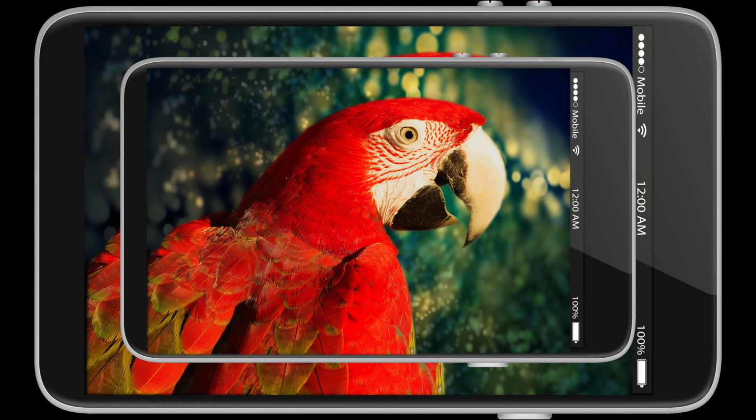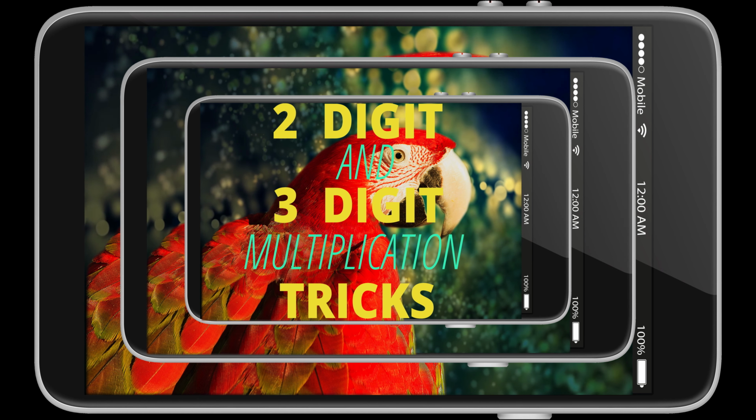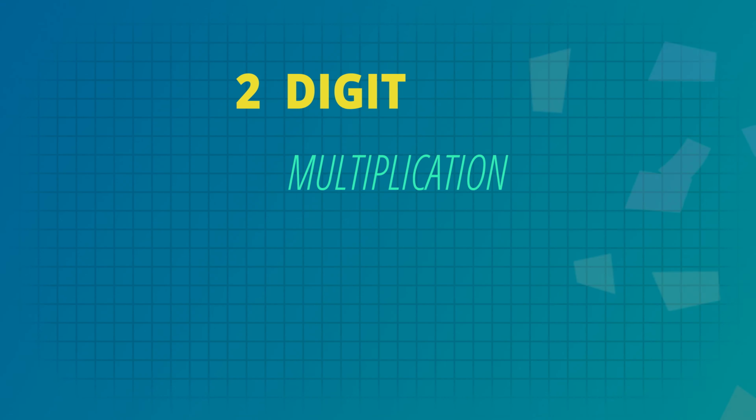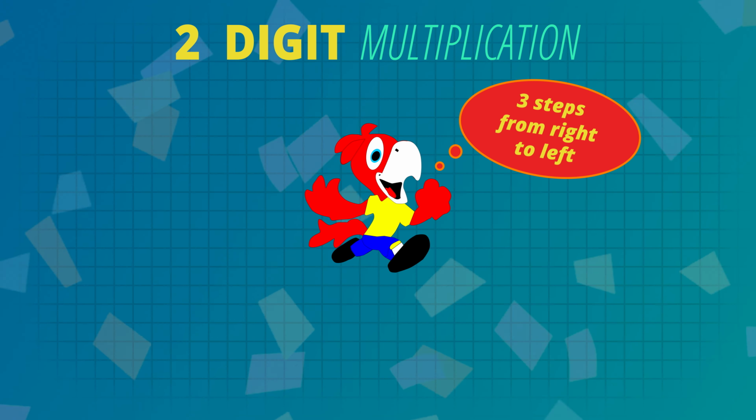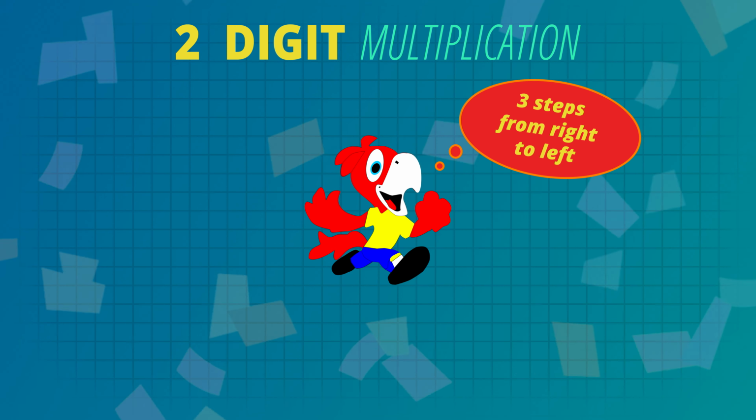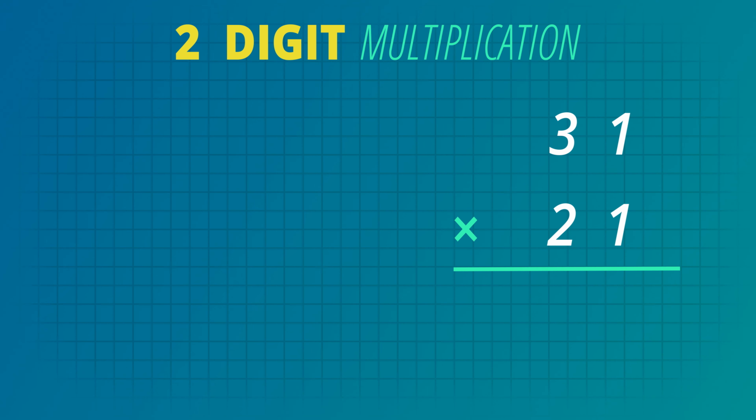G'day! Let's learn tricks to multiply 2-digit numbers and 3-digit numbers. Let's learn the trick to multiply 2-digit numbers. There are 3 steps to do from right to left. Let's do 31 multiplied by 21.